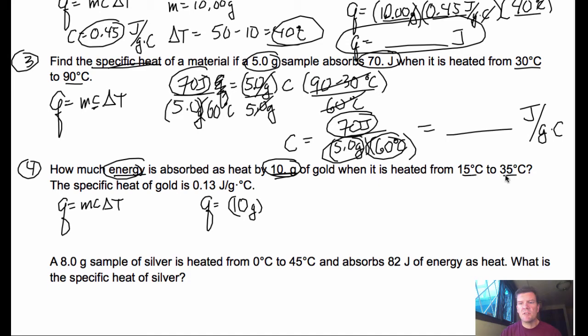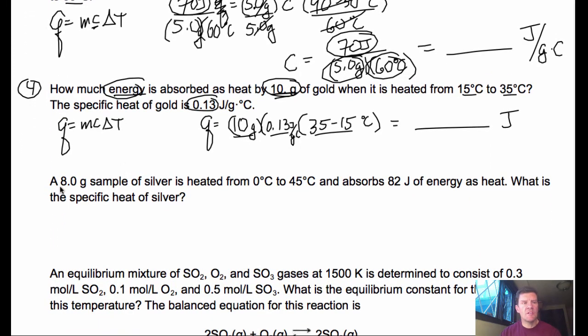It's heated from 15 to 35. That's my delta T, 35 minus 15. And the specific heat is given to you, 0.13. Just evaluate this. Take 10 times 0.13 times the difference of 35 and 15, which is going to be 20, obviously. And when you multiply that together, you're going to have your answer in joules. Okay?